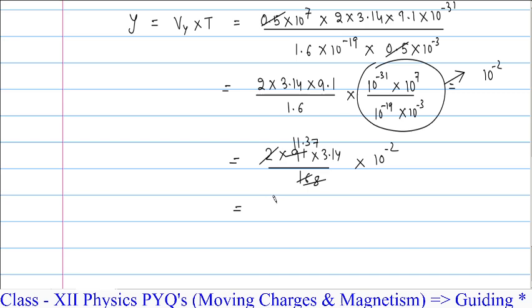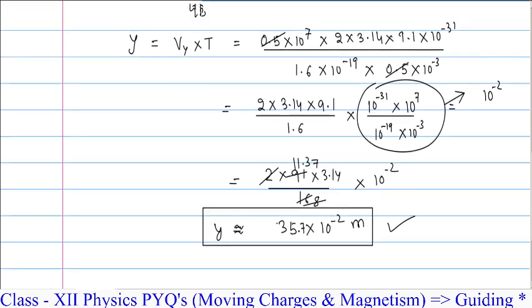So approximately 35 into 10 to the power minus 2, we are taking an approximate value here. Actually that particular value will be 35.7 into 10 to the power minus 2 meter. So the linear distance, or you can say the pitch of the helical path, will be 35.7 into 10 to the minus 2 meter. So this will be the answer for this one.